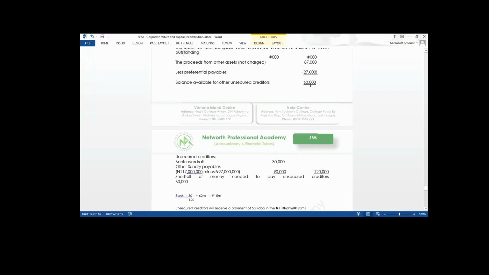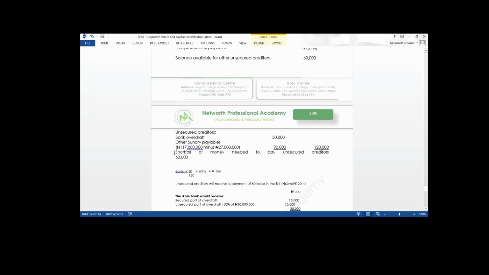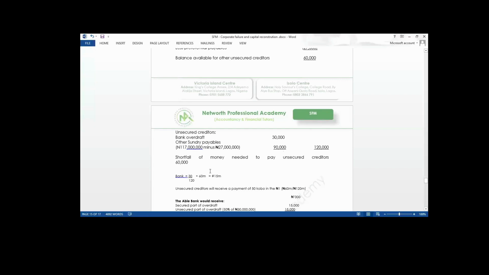We have 60 million naira and we need to settle 120 million. Can it go round? We have 60 million naira, and we need to settle 120 million. Will this be sufficient? Definitely no. Now ask yourself, okay, how do we share it? We have to prorate. We have to just prorate the money.